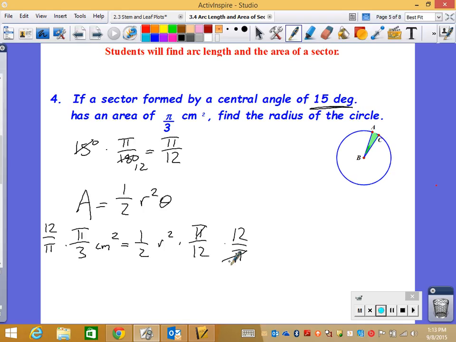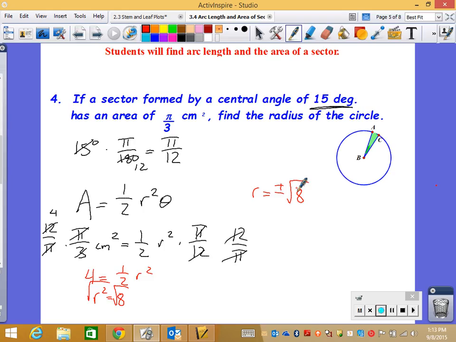So on this side, pi's cancel, 12's cancel. On the other side, pi's cancel. 3 goes into 12 4 times. So on one side, I'm left with 4 is equal to 1/2 r squared. I can multiply both sides by 2, so I get r squared is 8. And I have to square root both sides. So I'm left with r is equal to plus or minus the square root of 8.